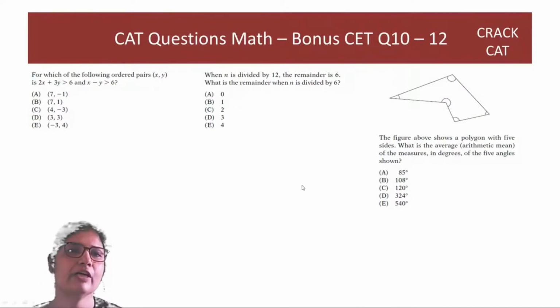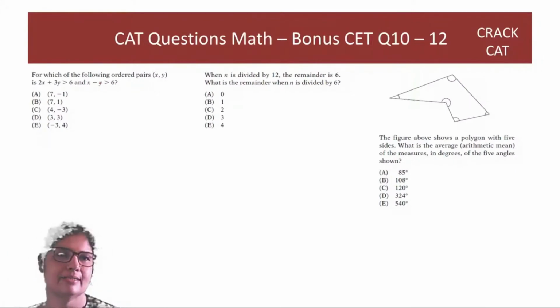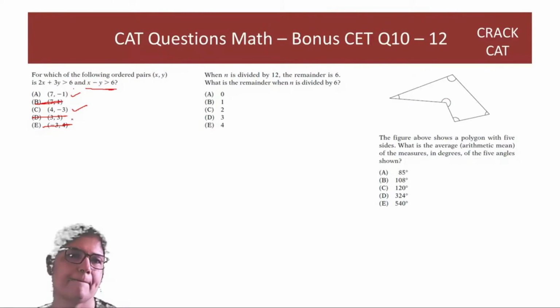For which of the following ordered pairs is 2x plus 3y greater than 6 and x minus y is greater than 6? So first we'll check for x minus y, that's easier to check. So this works. This is equal to 6, so this does not work. 4 plus 3 works. 3 minus 3 does not work. And minus 3 minus 4 does not work. So we have only two options.